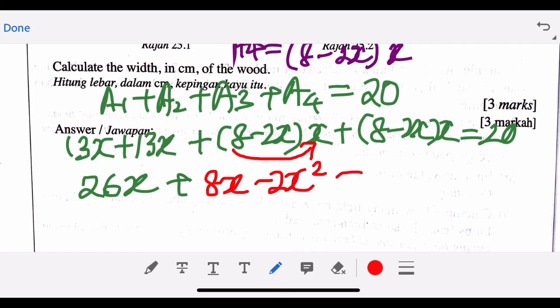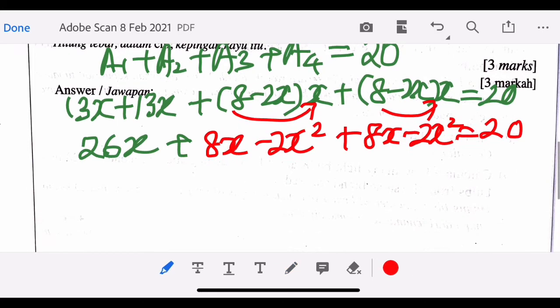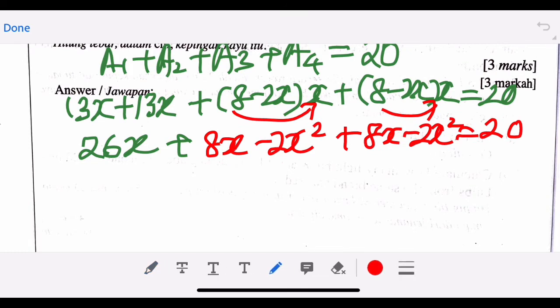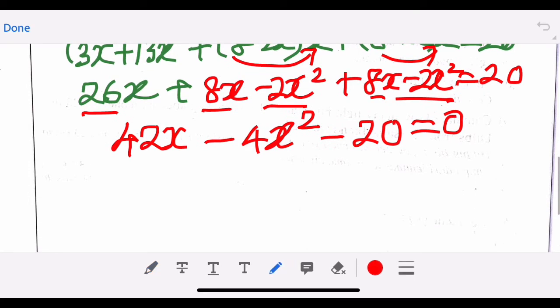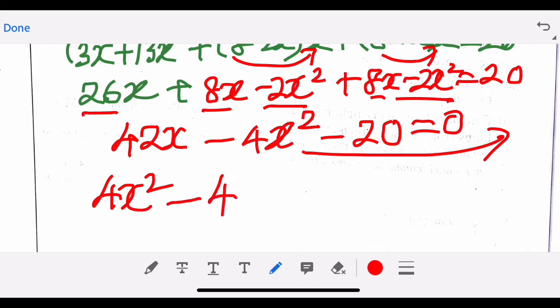I think it seems like it's a quadratic equation, right? So we will try to work out the quadratic equation. Okay, so I'm having the -2 and -2. Let me simplify first. I have 16 plus 26, I have 42. Let's write down 42x minus 4x squared, right? And then if you bring over, it will be -20, equal to 0. This is not a nice quadratic equation, so I will shift everything to the right. 4x squared minus 42x plus 20 equal to 0, right?